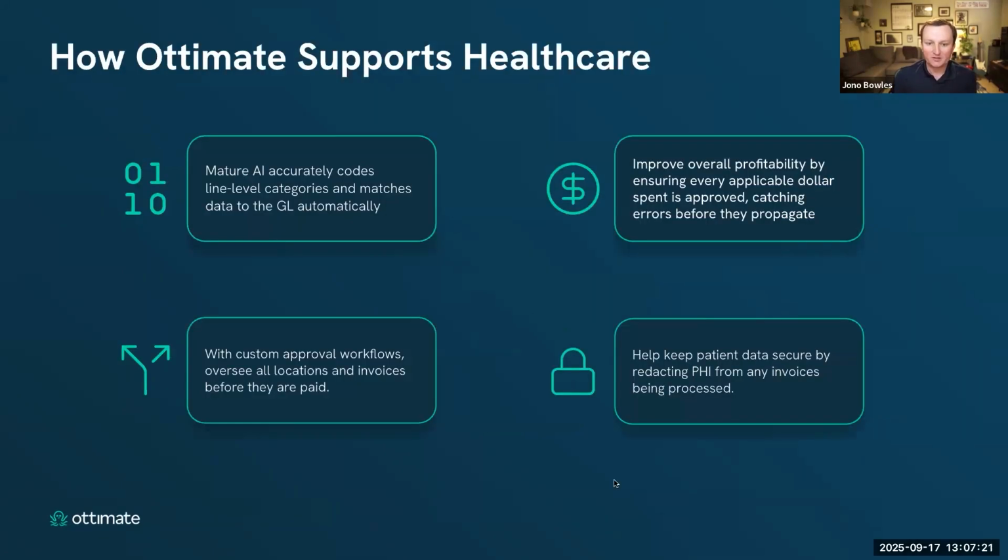So Ottimate. So how do we support healthcare? At Ottimate, we really aim to do our part to improve upon some of these inefficiencies. We focus on the entire invoice to payments lifecycle and how we can use our mature and proprietary AI to improve your existing workflows and create new ones if needed with AP automation. We've been building our own AI tailored to the AP process for over a decade, well before the recent AI boom that we're all very familiar with.